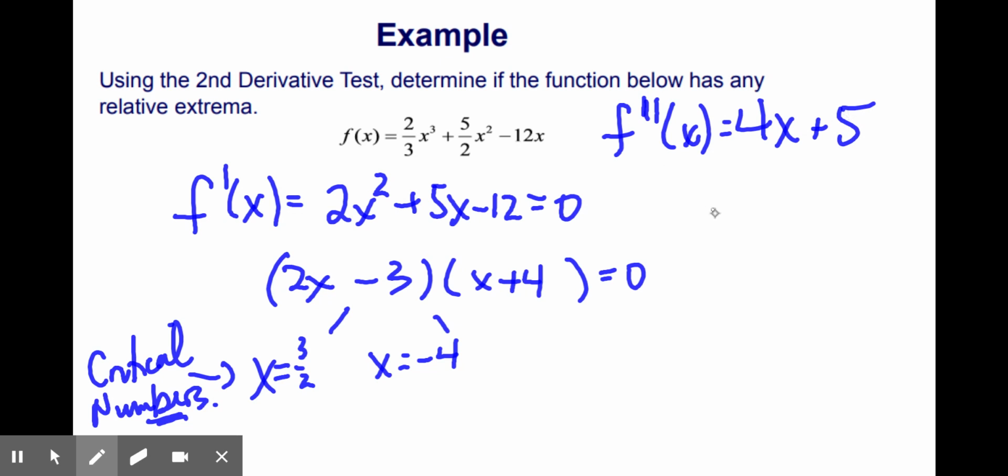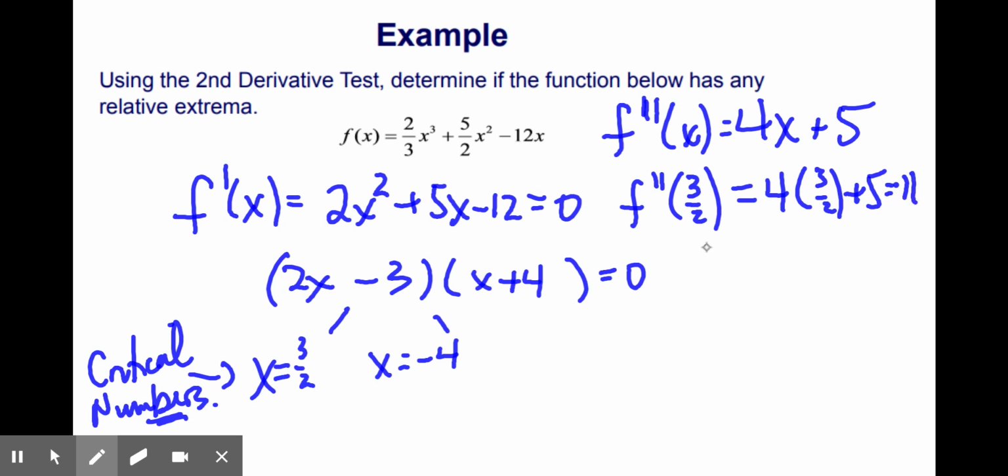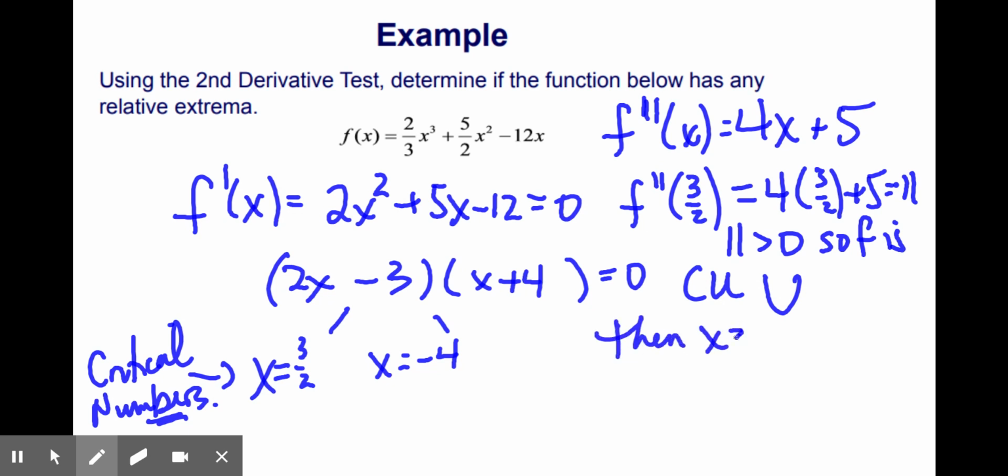It's really simple. All we're going to do is plug each critical number into the second derivative. So the second derivative evaluated at 3 halves is 4 times 3 halves plus 5, which is 11. So we get 11. 11 is positive. So f is concave up at 3 halves. So the graph looks like this. Then our conclusion is x equals 3 over 2 is a relative min, because f is concave up.